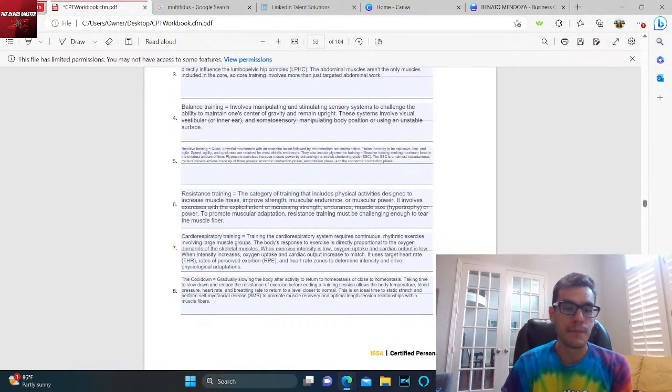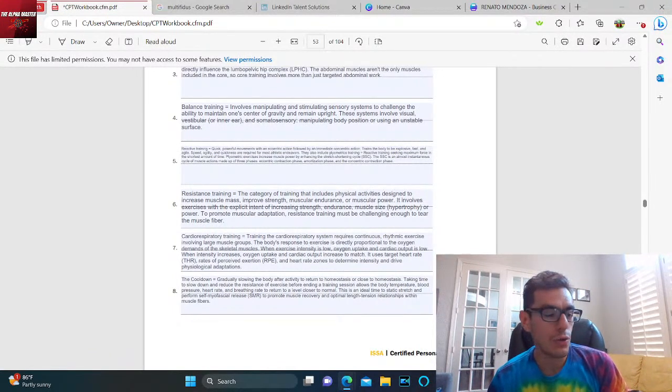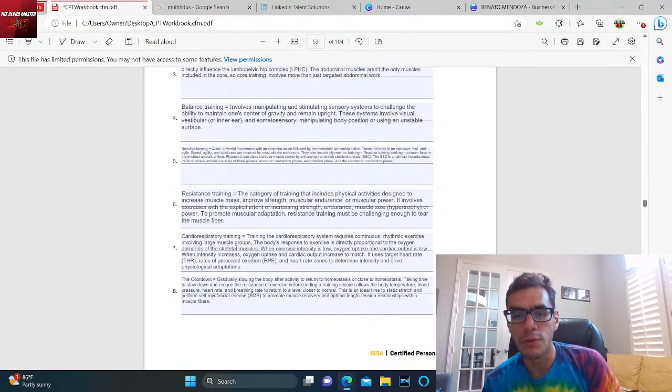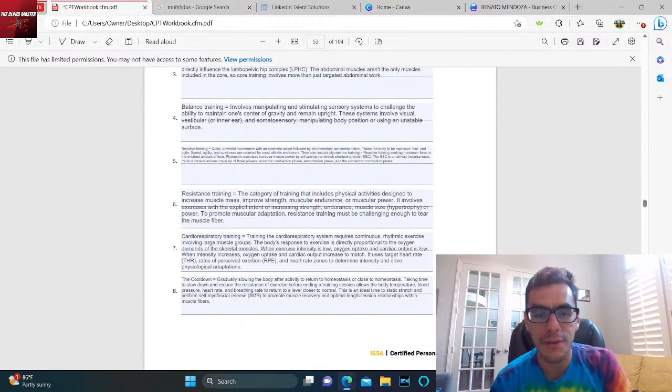Resistance training is the category of training that includes physical activities designed to increase muscle mass, improve strength, muscular endurance, or muscular power. It involves exercises with explicit intent to increase strength, endurance, muscle size, hypertrophy, or power.